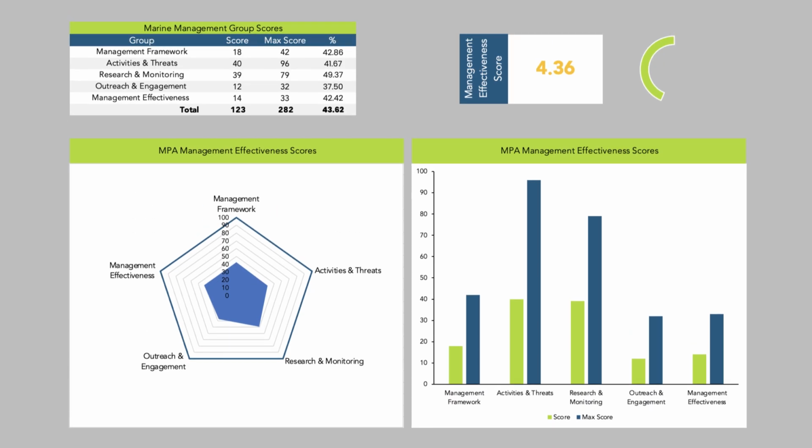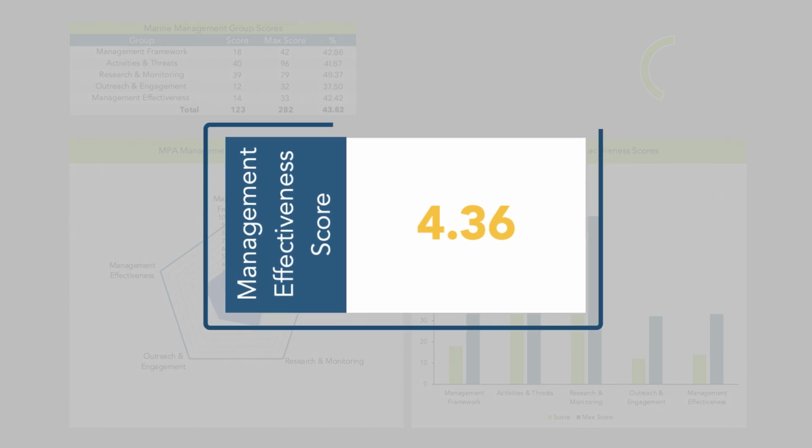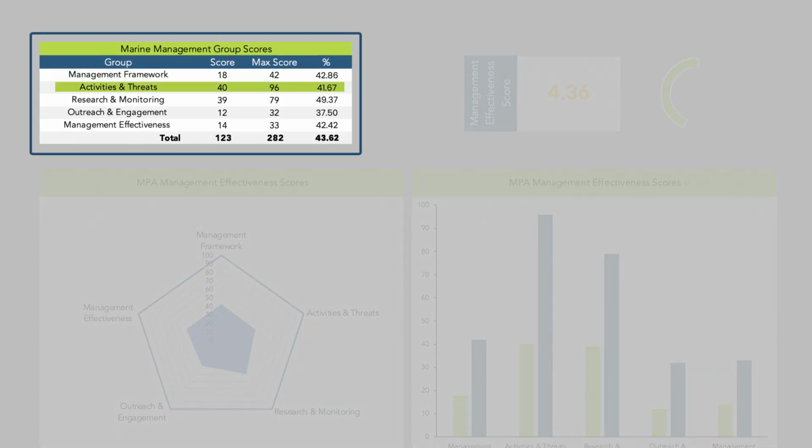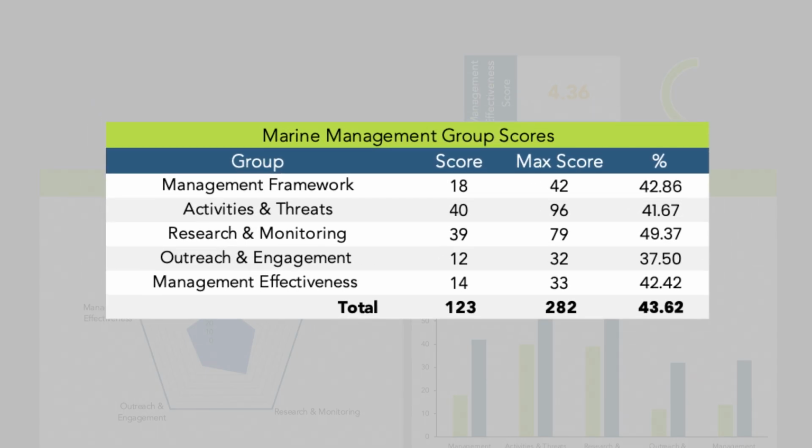Here, our MPA received a management effectiveness score of 4.36. This shows that whilst there are areas of the management plan which includes management actions for marine mammals, there are possible areas in the plan that could be strengthened. Let's look a bit closer.